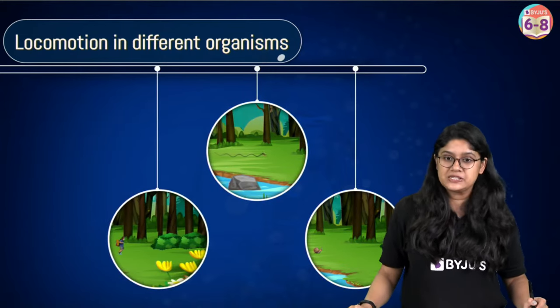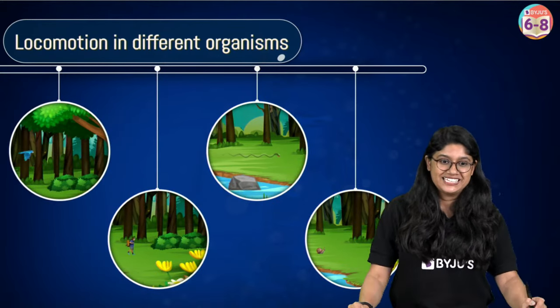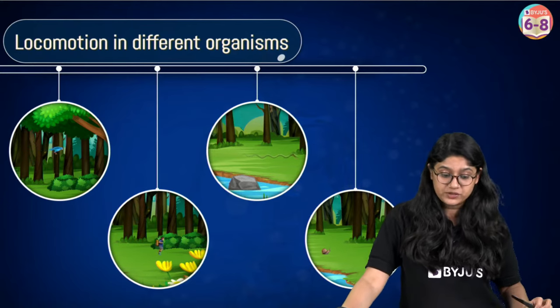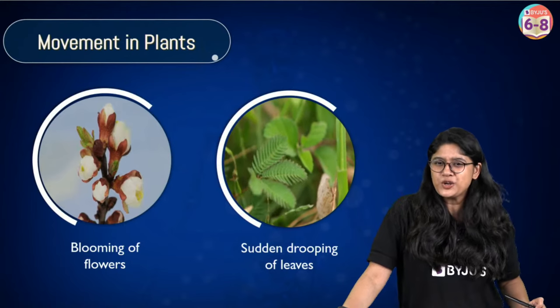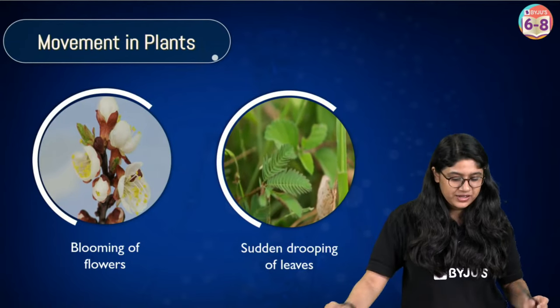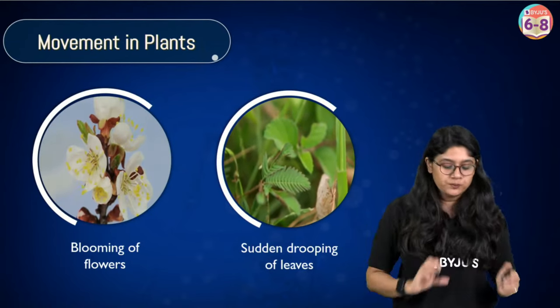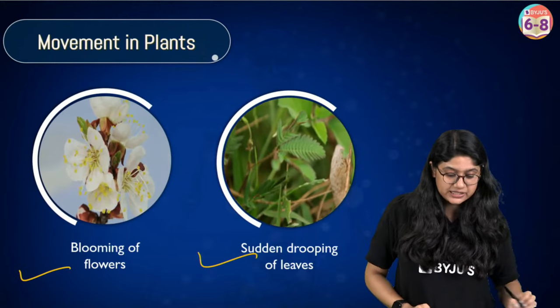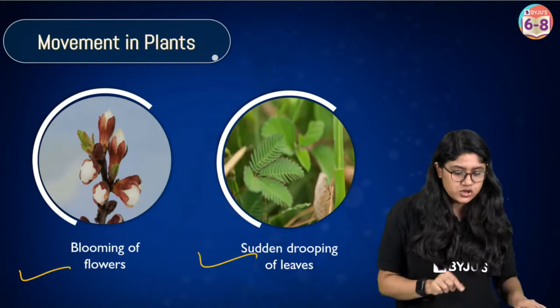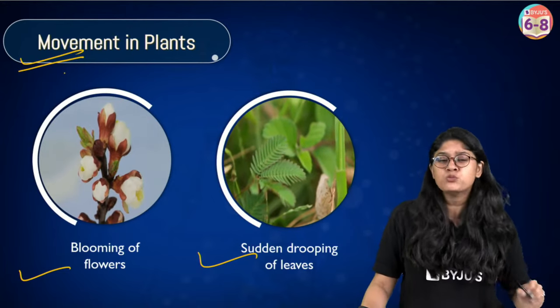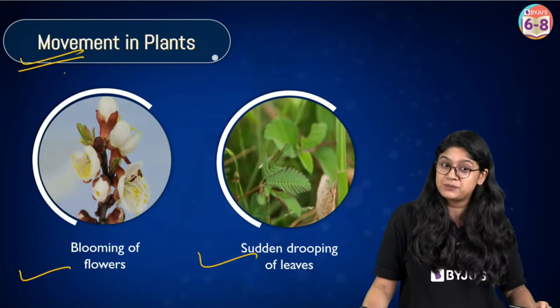We have different animals, right? Yes, and of course, we'll be looking at the movements of these. We are starting with the plants, right? I'm sure you must have seen the plants, right? The flowers will bloom, right? And of course, we'll see the touch-me-not plant. If you touch it, the leaves will fold. So of course, we see these are a few movements that we have in the plants.